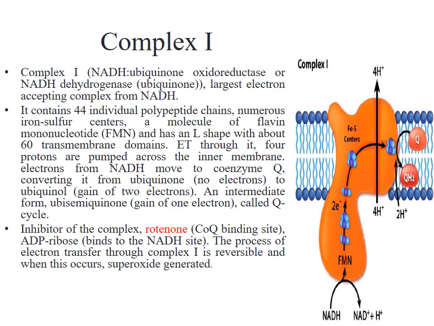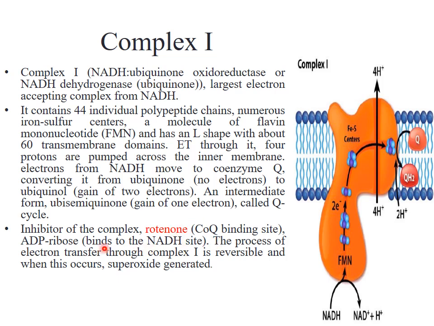Inhibitors of this complex are rotenone, which binds to coenzyme Q, or ADP ribose, which binds to the NADH site. Other inhibitors also exist, but these are the major and most pronounced inhibitors for complex 1. And when they are activated, complex 1 will not act in a proper way, so the electron transport chain will not get activated in the body.